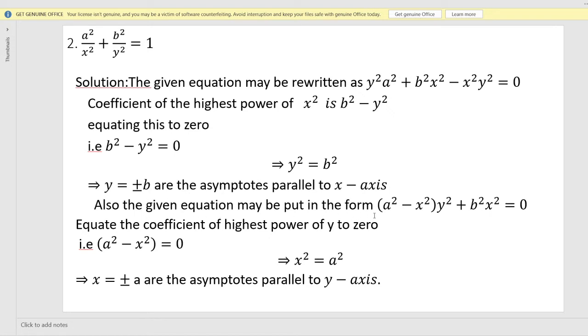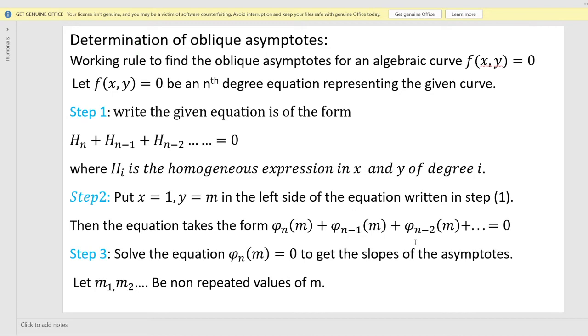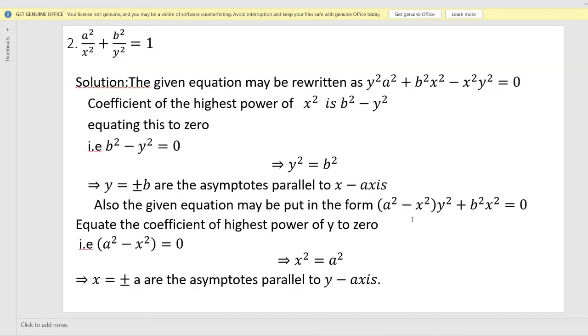Also, the given equation can be put in the form, taking y² common, y²(a² − x²) + b²x² = 0. Equating the coefficient of the highest power of y, which is y², that is a² − x², to 0, on solving we get x² = a². So x = ±a are the asymptotes parallel to the y-axis. So here we found the asymptotes parallel to the x-axis and the y-axis.